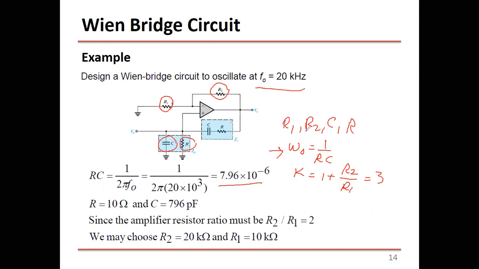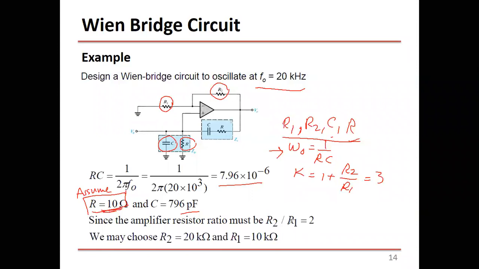And since you now have 4 variables, you need to find 4 parameters using 2 equations. Then you have to assume certain values. You cannot find 4 values given just 2 equations. So I'll assume R is 10 ohms. Maybe it's not given here, but it could be given. So if R equals 10 ohms, then C has to be 796 picofarads. And if you use this one, you find R and C. So you found this one and this one, with this extra condition that we assumed. So this is assumed.